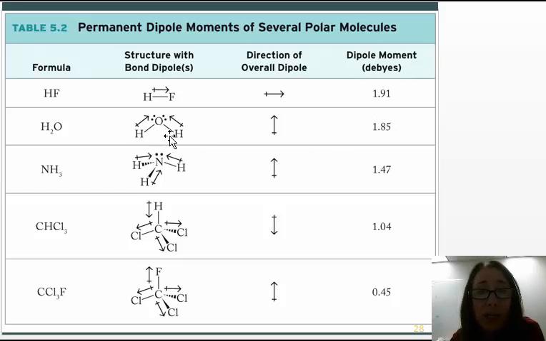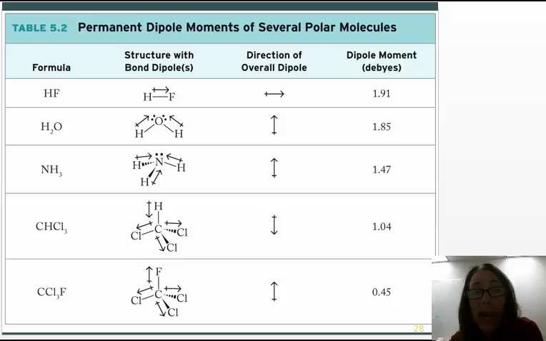Water is a polar molecule. It has a dipole moment of 1.85 D. Ammonia, a dipole moment of 1.47. This molecule here is known as trichloromethane. It has a dipole moment, and this molecule, its name is trichlorofluoromethane, also has a dipole moment.